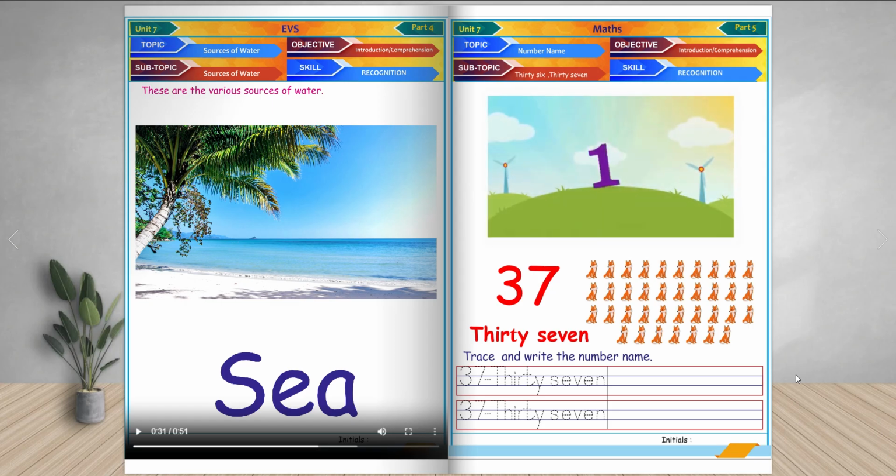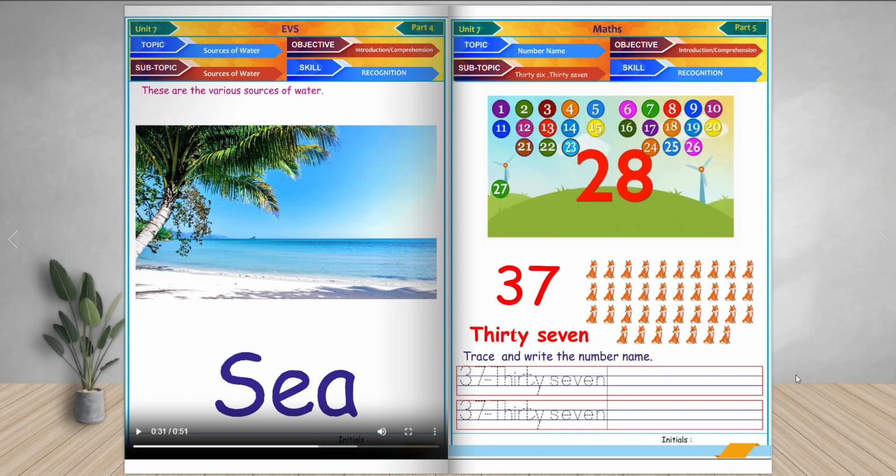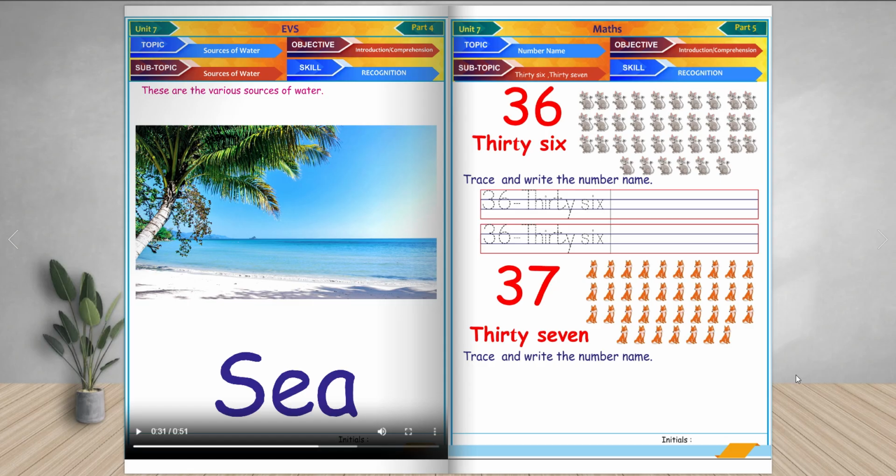Number 37. 1, 2, 3, 4, 5, 6, 7, 8, 9, 10, 11, 12, 13, 14, 15, 16, 17, 18, 19, 20, 21, 22, 23, 24, 25, 26, 27, 28, 29, 30, 31, 32, 33, 34, 35, 36, 37. Trace and write the number name.